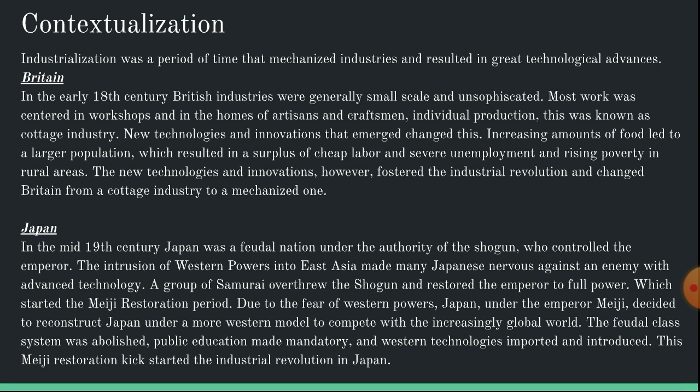Meanwhile, in the mid-19th century, the intrusion of Western powers into East Asia made many Japanese nervous against an enemy with advanced technology. Due to the fear of Western powers, Japan, under the Emperor Meiji, decided to reconstruct Japan under a more Western model to compete with the increasingly global world. This Meiji Restoration kick-started the Industrial Revolution in Japan.